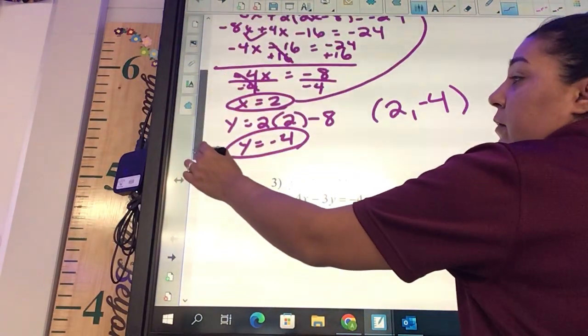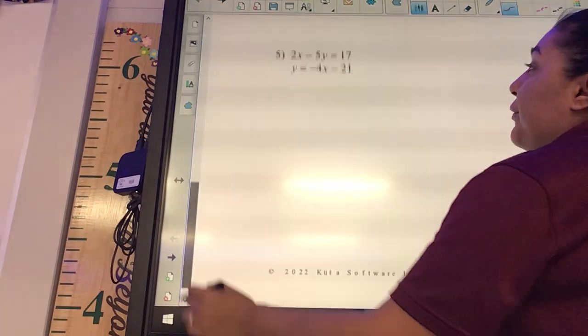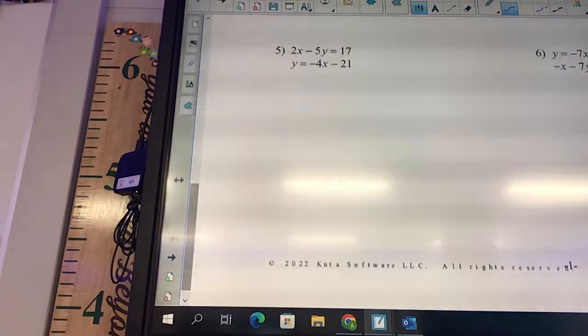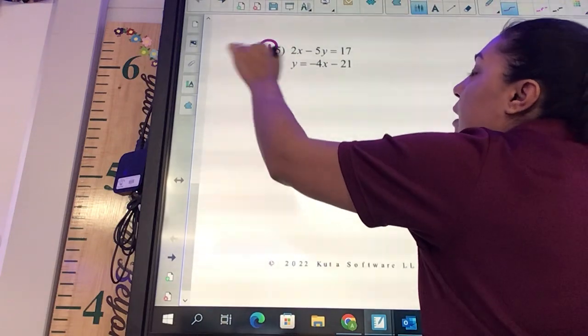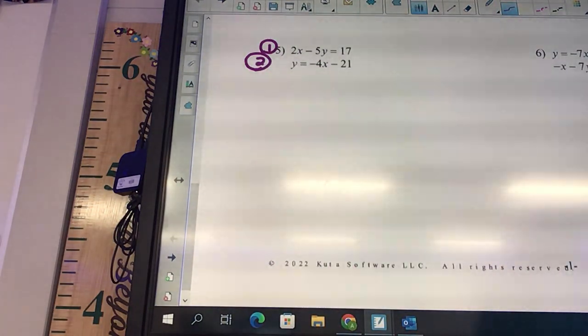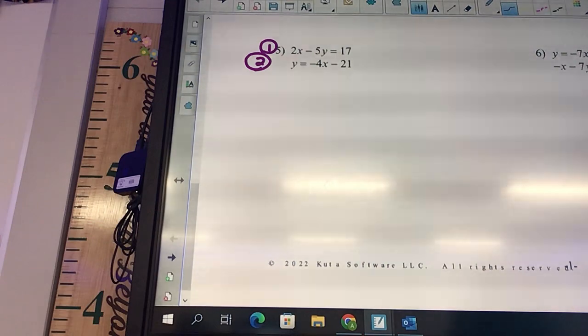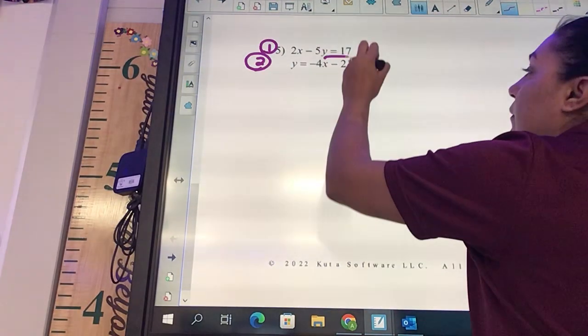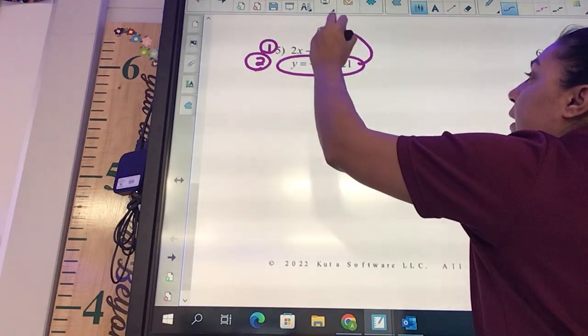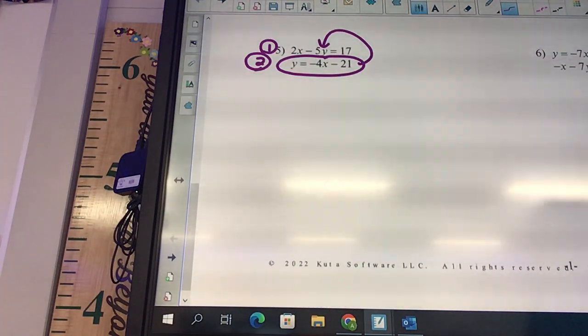Okay, let's look at 5. Our first step was to do what? What was the very first thing we did? We labeled them, equation 1, equation 2. I don't expect you to get all the steps today. I would like you to be able to get to the first plugging in. So now, which one are we going to circle? The bottom one, the one that says y equals.